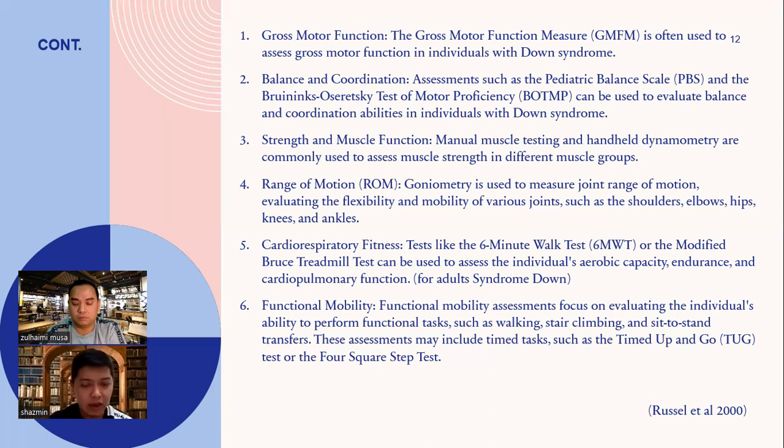Coming to functional mobility, we are assessing and focusing on the patient, the baby or the Down syndrome person's ability to perform a functional task such as walking, climbing upstairs, sit to stand. And for functional mobility, the assessment tools we commonly use are the Timed Up and Go test, TUG, or the 4 square step test.